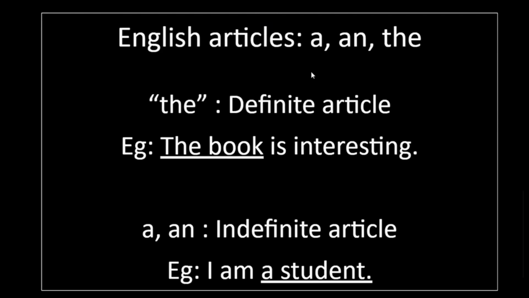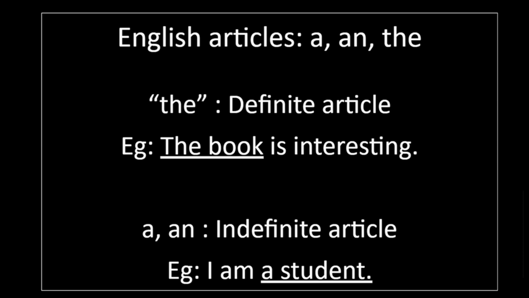Now, in English, we have the articles a and the. Out of them, the is called the definite article. Now, when do we use the definite article? Whenever we know the noun, then we use the definite article in front of it. For example, the book is interesting. So this means you have probably read the book or heard from somebody that the book is interesting, and that's why you say the book is interesting. So you know the book.